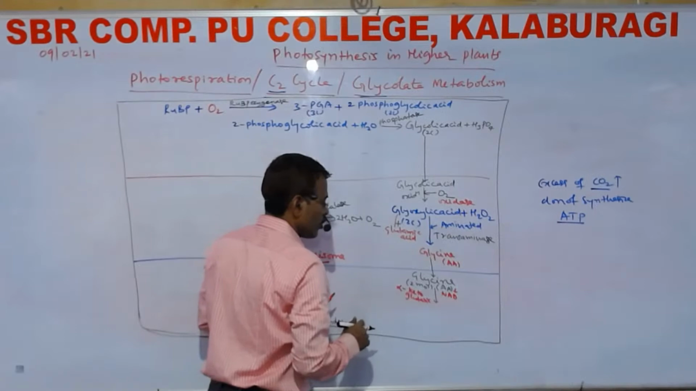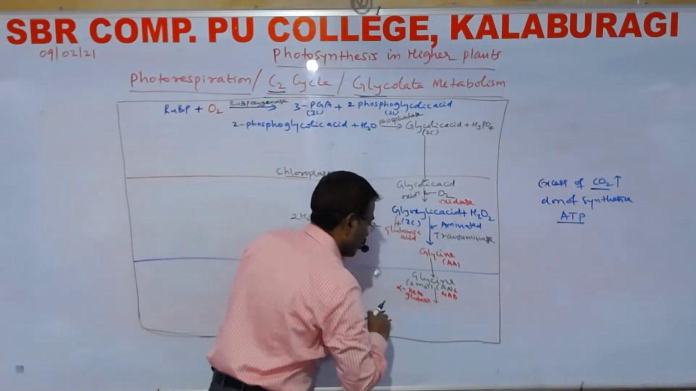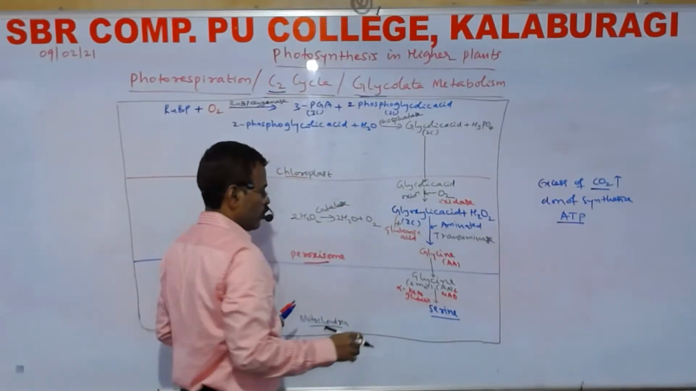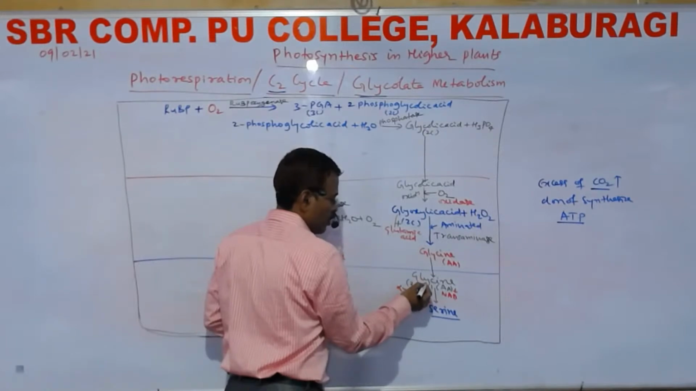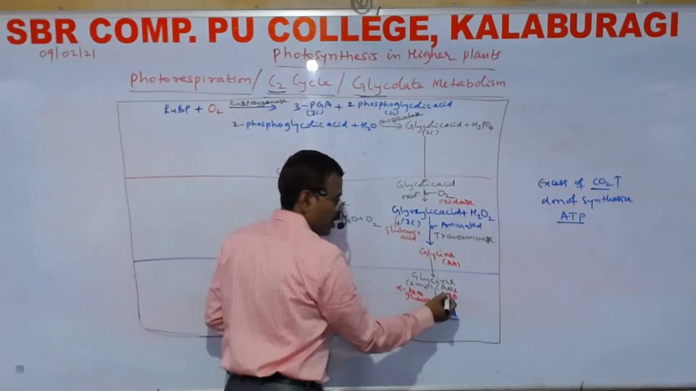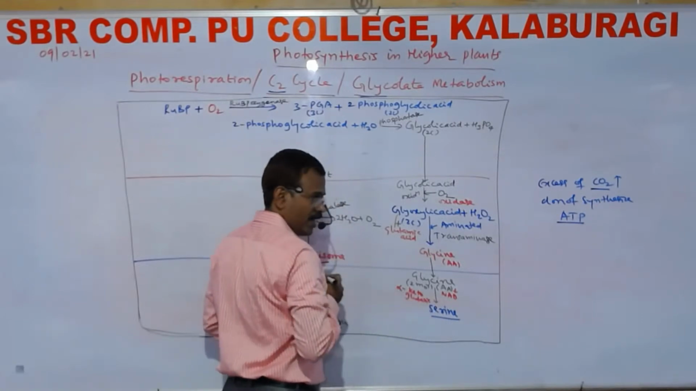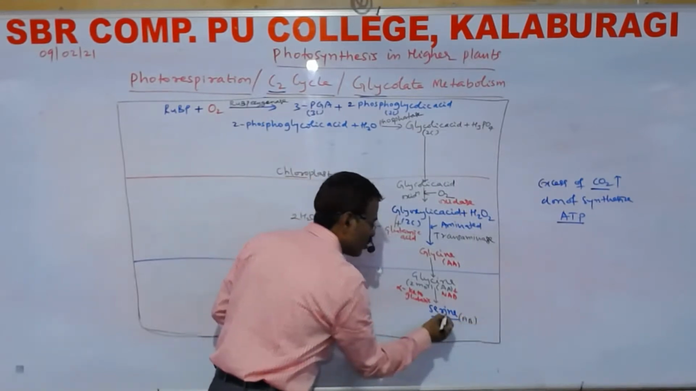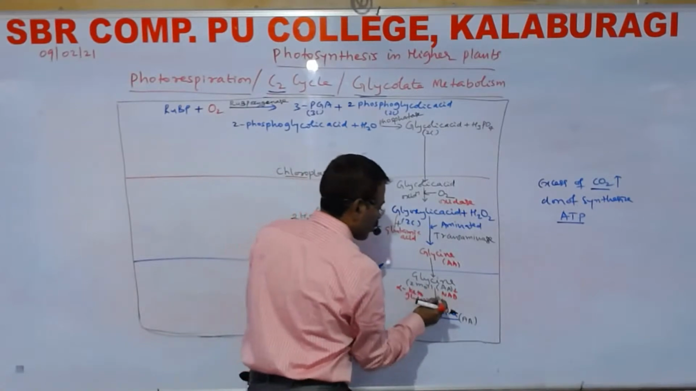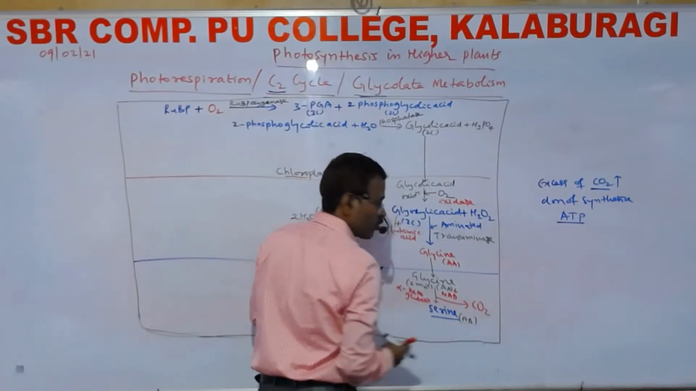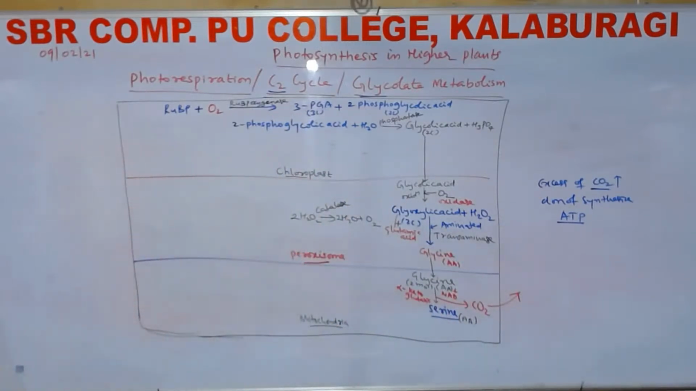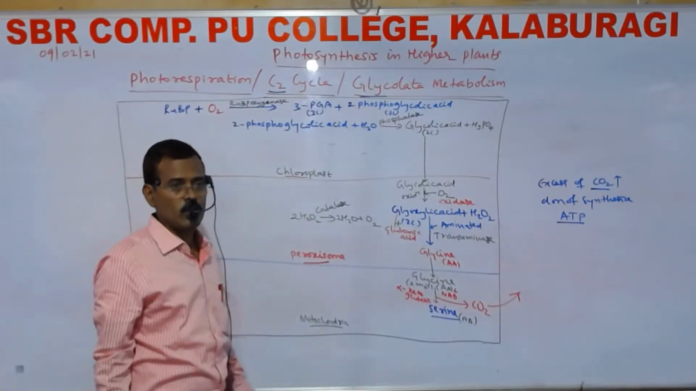It combined, right? And it produces what it produces? Serine. Remember, two molecules of glycine combine. NAD plus is used, alpha ketoglutaric acid is used. It results in formation of another amino acid. What is that amino acid? Serine. And in this reaction, there is a release of carbon dioxide. This carbon dioxide is released out. That's why excess of carbon dioxide is released during this process of photorespiration.